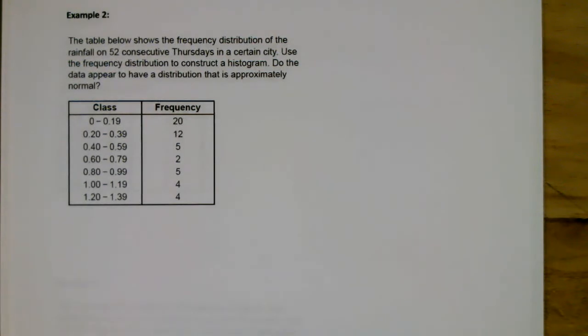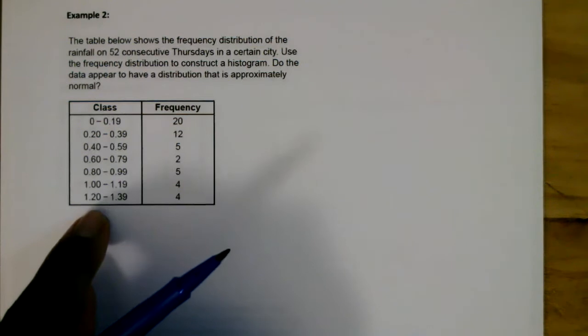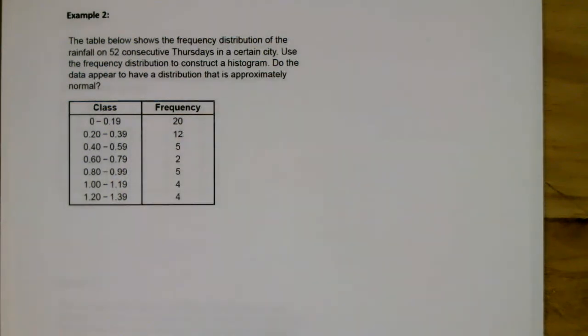The table below shows the frequency distribution of the rainfall on 52 consecutive Thursdays in a certain city. Use the frequency distribution to construct a histogram. Do the data appear to have a distribution that is approximately normal? Okay, so here are the classes. There are, in this case, 7, and each class that you see does have its corresponding frequency.